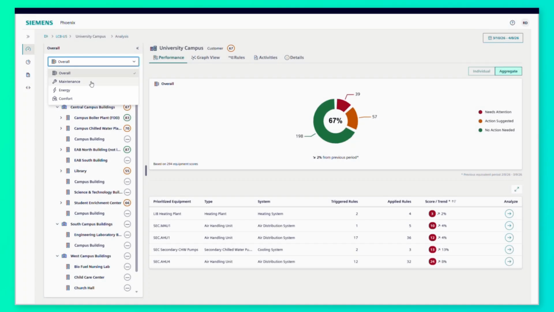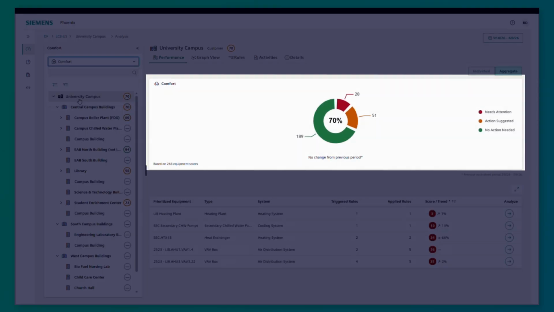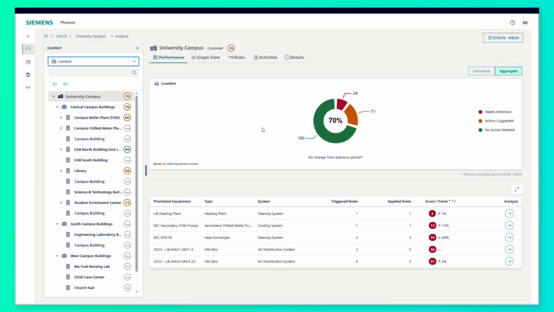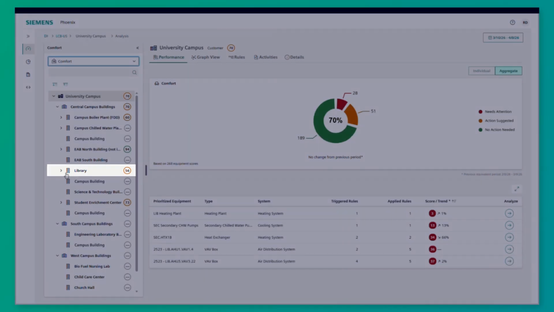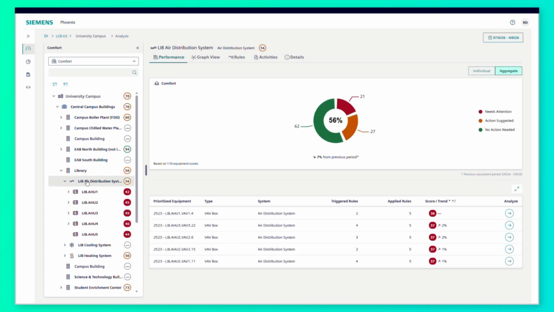By changing the category, we can see the chart dynamically change. This allows you to shift perspective instantly depending on what's most important that day. In this instance, the library is displaying a comfort issue that may need addressing, so let's dig deeper and take a look at the library's air distribution system.